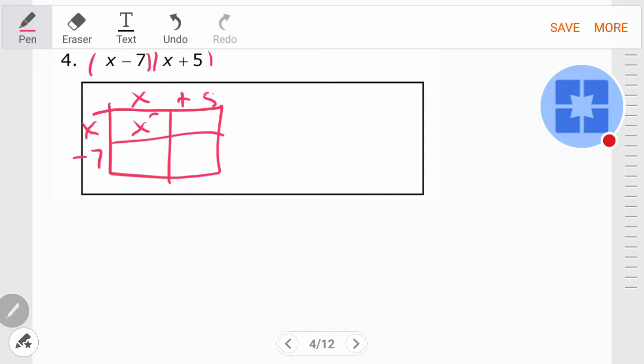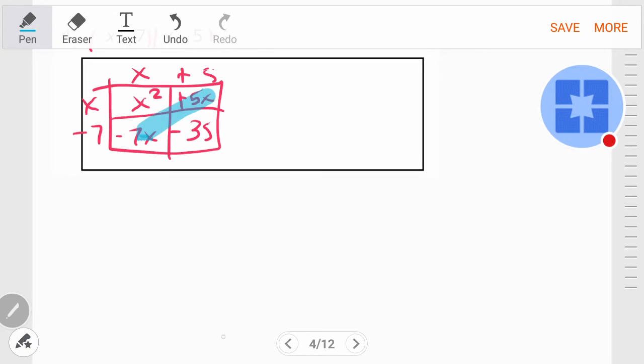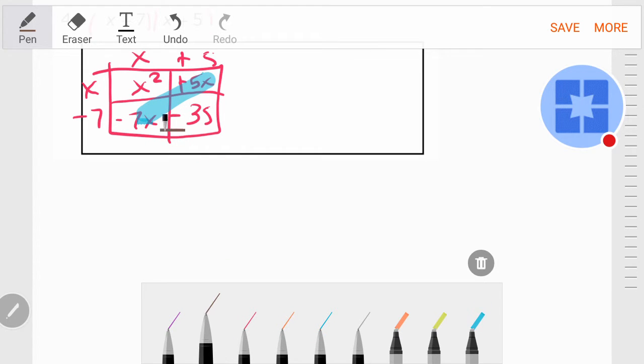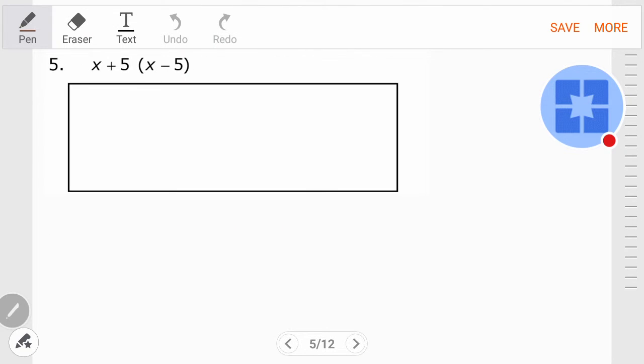x times x is x squared. x times 5 is plus 5x. x times -7 is -7x. -7 times 5 is -35. All right, now we combine our like terms, which are right there. So the x squared stays. -7 plus 5 is -2x, and then -35. And there's our answer. All right, let's take a look at number 5.